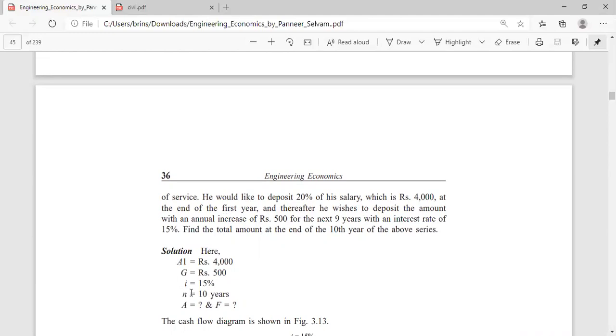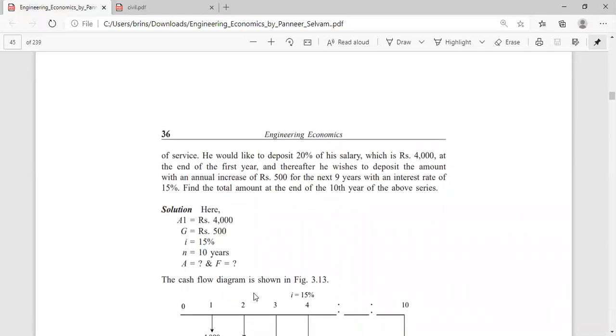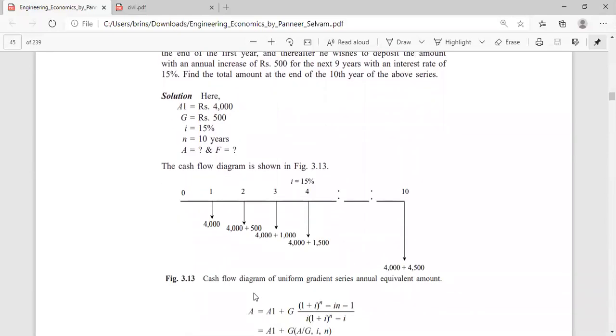Because he is going to deposit for 9 years, finally he will get it in the 10th year. We need to find the total amount at the end of the 10th year of the above series, so that is why you have n as 10. Now we are supposed to find the amount, the future sum.